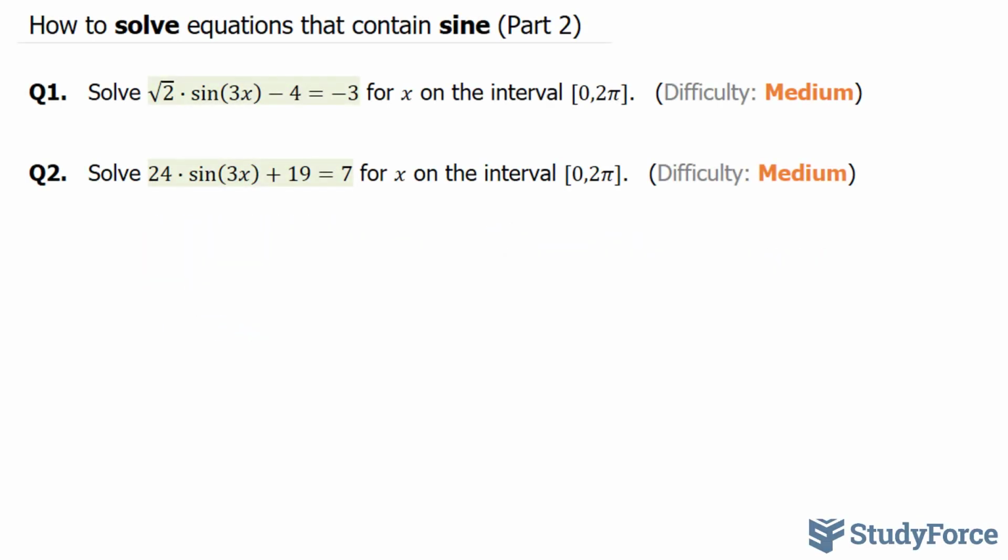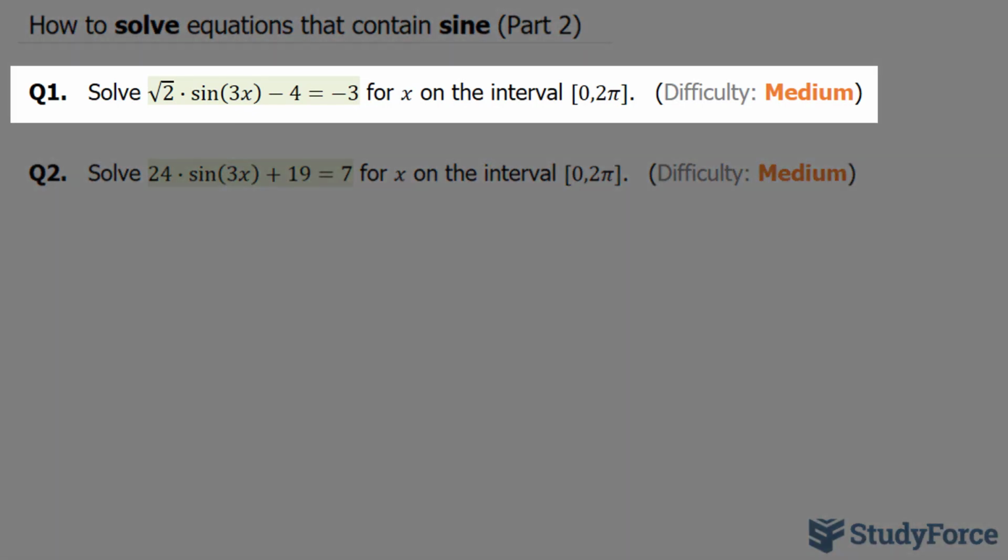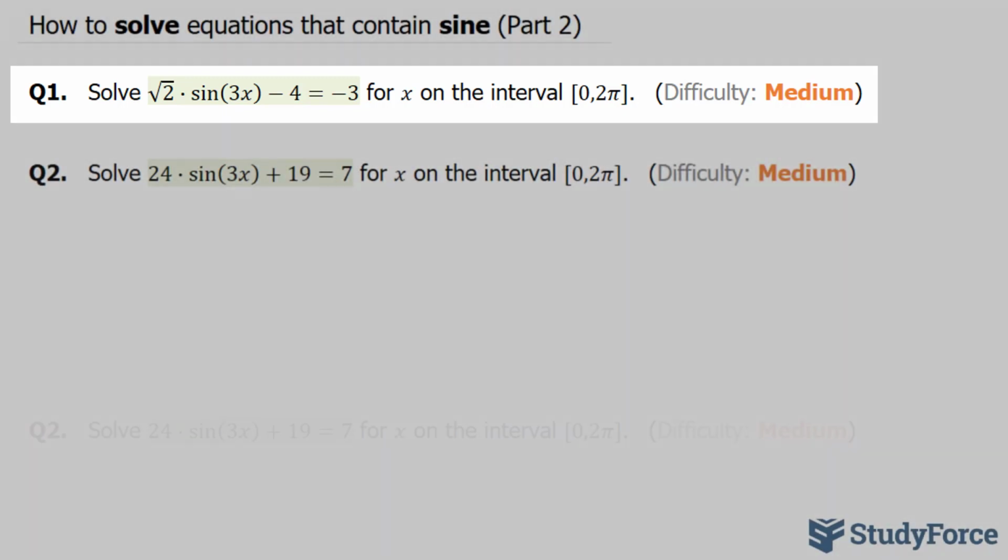In this quick tutorial, I'll show you two examples on how to solve equations that contain sine. This is part 2 of this series. Question number 1 reads, solve the square root of 2 times sine 3x minus 4 is equal to negative 3 for x on the interval 0 through 2 pi.